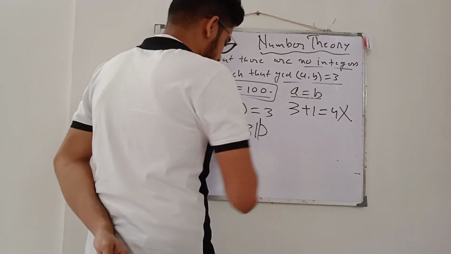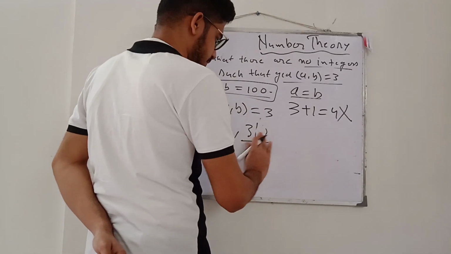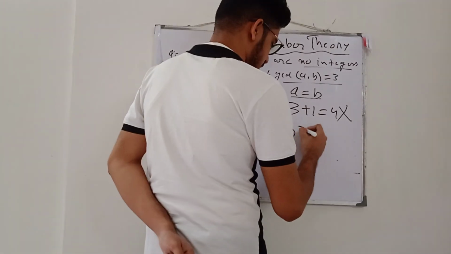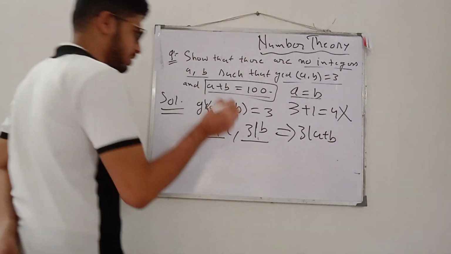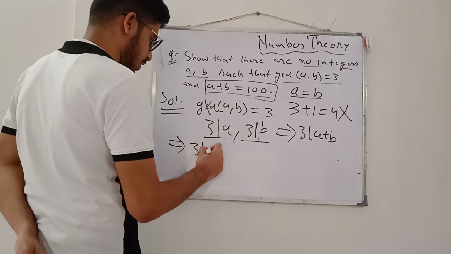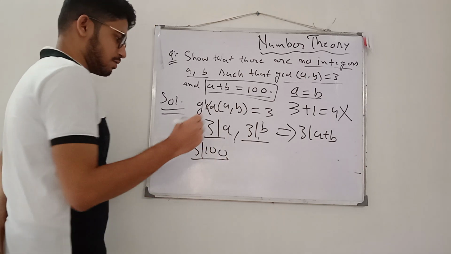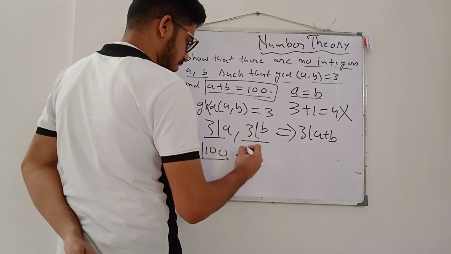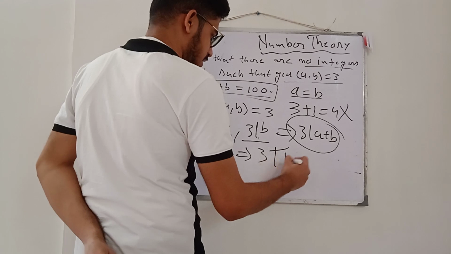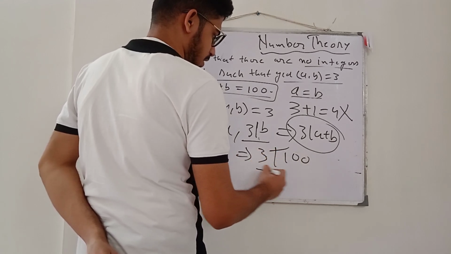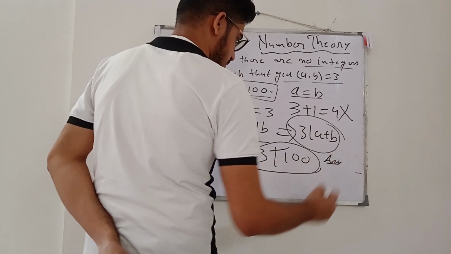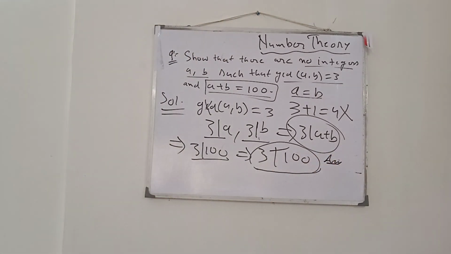Suppose 3 divides A, 3 divides B, so then we can write 3 divides A plus B. So what is the value of A plus B? Then we can write 3 divides 100. But 3 does not divide 100, so this one is contradicting this formula, and that's why we can write 3 does not divide 100. So this is the answer. I hope you guys understood.